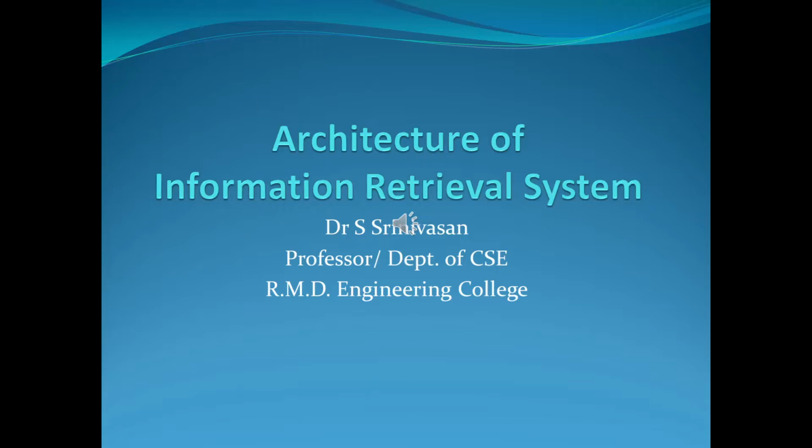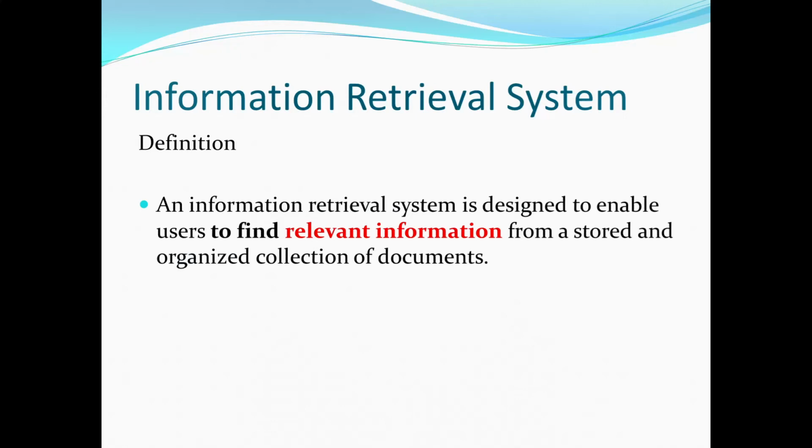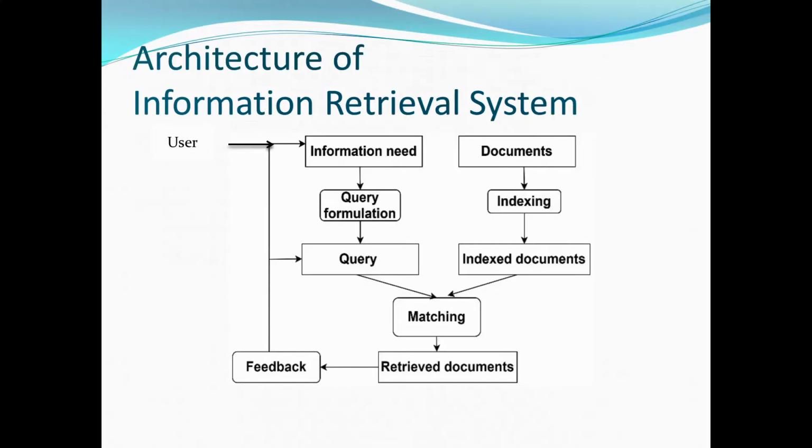In this video, I am going to tell about the architecture of information retrieval system. Let us see what information retrieval system is. Information retrieval system is a software and it is used to find relevant documents from a document collection. Now we see the common architecture of information retrieval system.